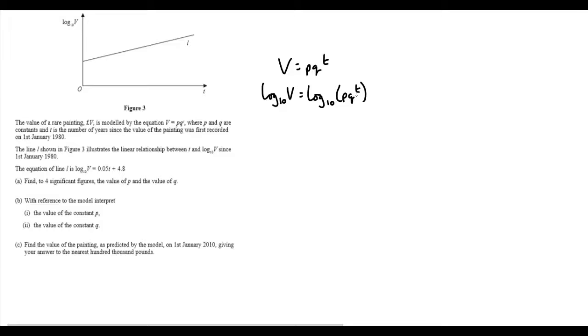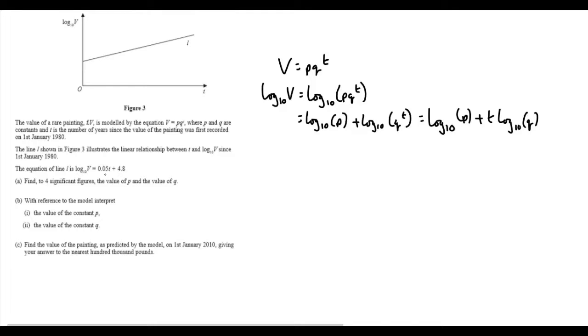Now these are two things multiplied within the log bracket, so we can split them up into an addition: log base 10 of p plus log base 10 of q to the power of t. And this t we can then bring out in front, the power becoming a coefficient. So log base 10 of p plus t lots of log base 10 of q. We now have an equation for log base 10 of v, which is the same as over here, only now it's in terms of p and q. Because of this, we can now just compare values.